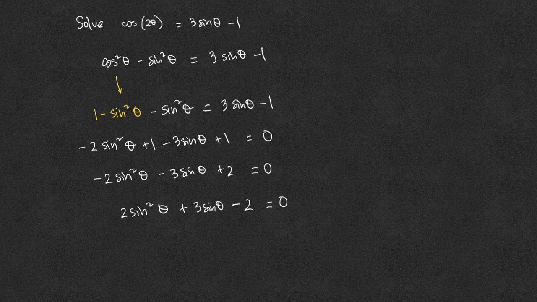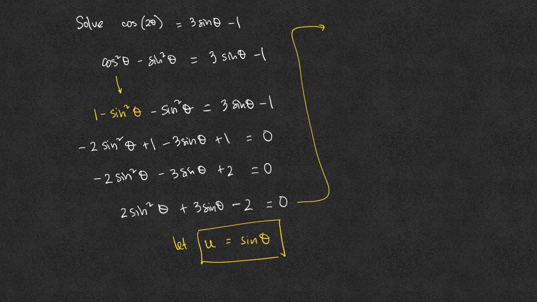This is a quadratic equation in terms of sine theta. To simplify the notation, we let u be sine theta and rewrite this equation. This equation can now be rewritten as 2u squared plus 3u minus 2 equals 0, and we solve for u. After we find u, we will need to do a back substitution and find theta. The only reason why we rewrite this equation in terms of u is to simplify the notation. We still need to find theta.